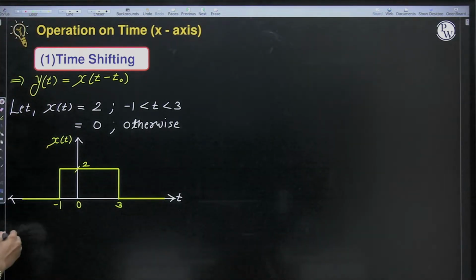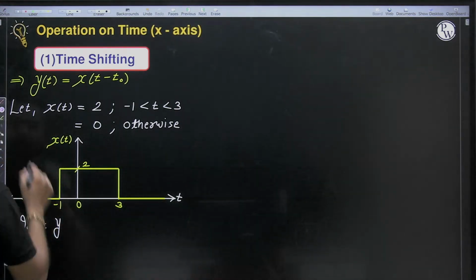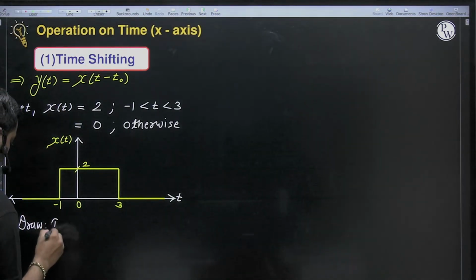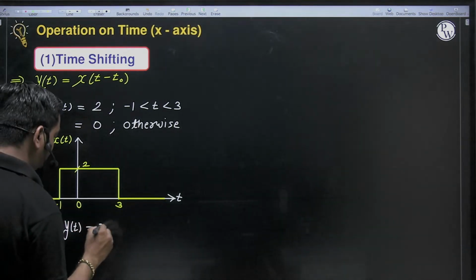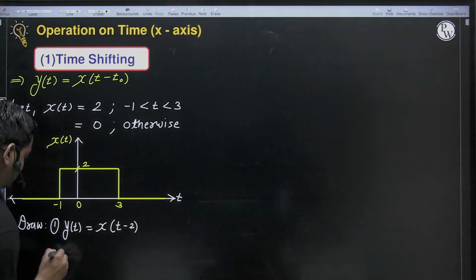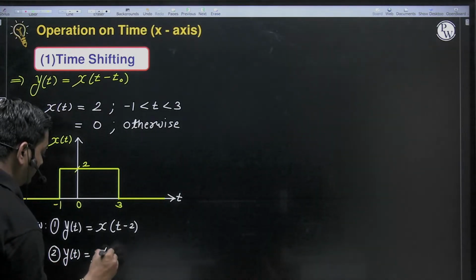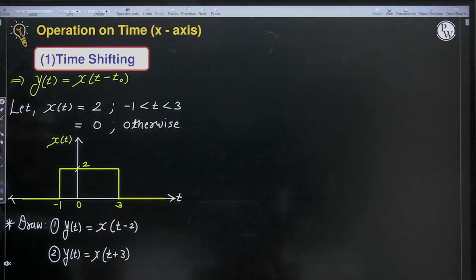Now I am asking to draw number 1, y of t is equal to x of t minus 2, and second, draw y of t is equal to x of t plus 3. So let us draw both the signals one by one.